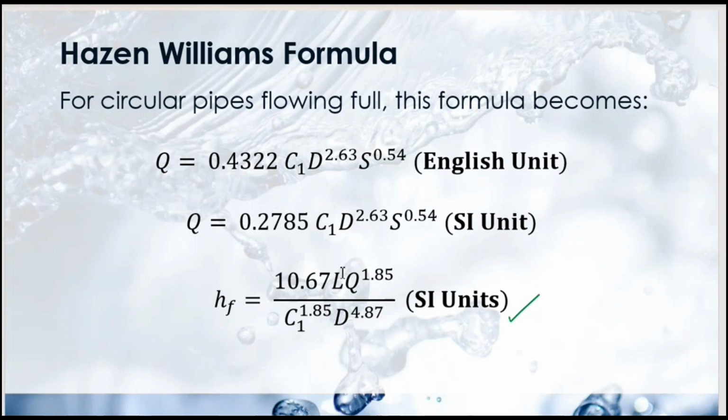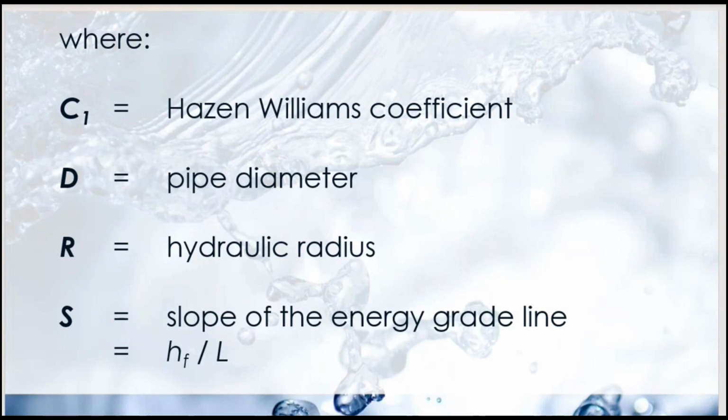C sub 1 is what we call the Hazen-Williams coefficient. It depends upon the description of the pipe, and it will be given to you in the problem. D is the pipe diameter. R is the hydraulic radius, we already know this one. And S is the slope of the energy grade line.